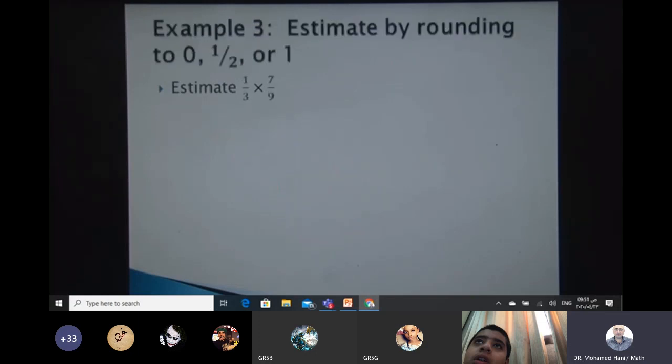All right, so when we're multiplying two fractions together, we can estimate by rounding them either to 0, 1/2, or to 1.